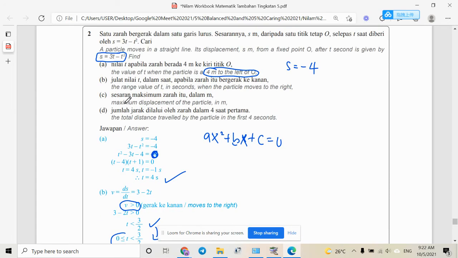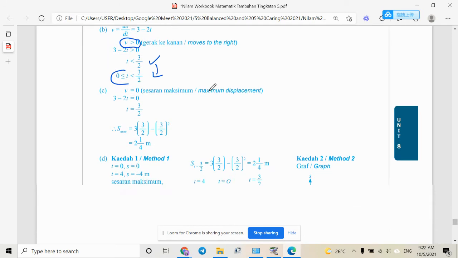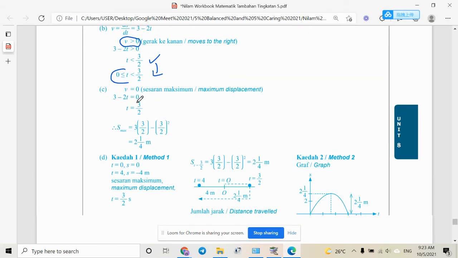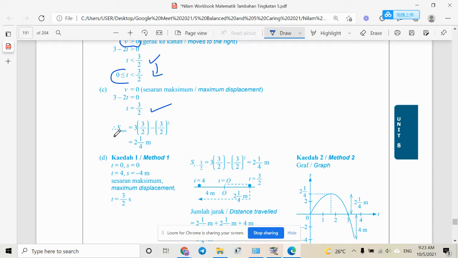Question C, maximum displacement of the particle. So maximum displacement meaning that ds/dt equals 0. Highlight the keyword when you see maximum displacement. So ds/dt equals 0 or velocity equals 0, because velocity equals ds/dt. So just apply the formula like just now, get t equals 3 over 2. So your displacement will be maximum when t equals 3 over 2. So what you need to do? Need to substitute, because the question asking you find the maximum displacement. So substitute t equals 3 over 2 inside your s formula, then get the answer.